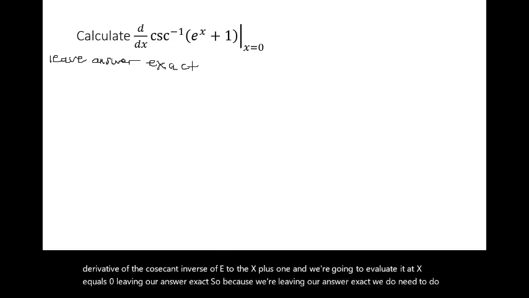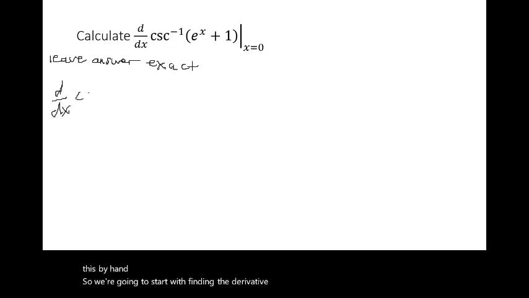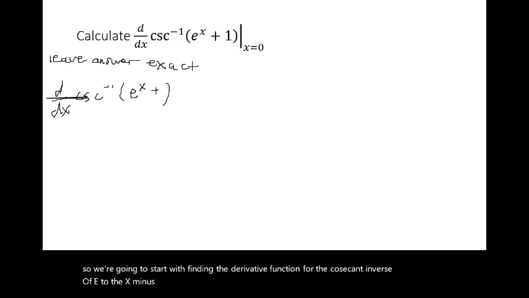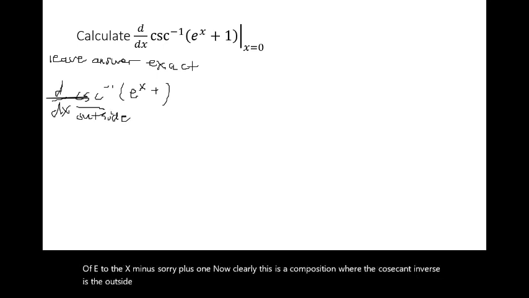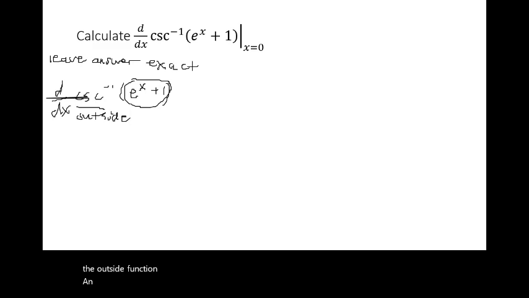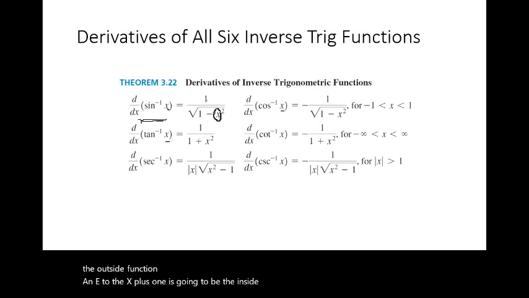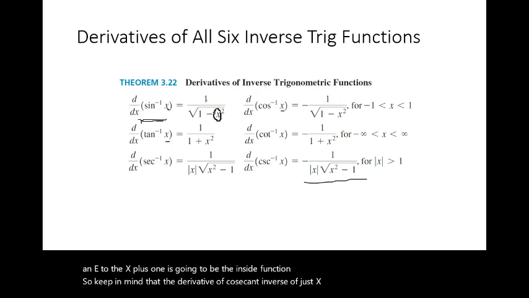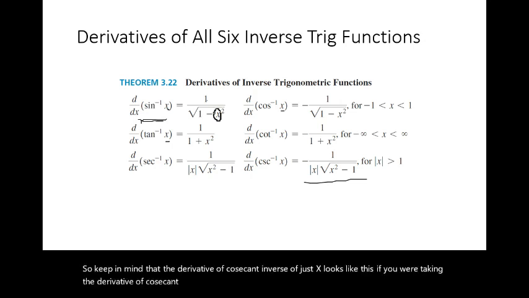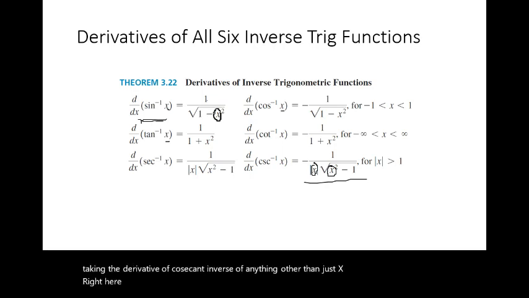So we're going to start with finding the derivative function for the cosecant inverse of e to the x plus 1. Now clearly this is a composition where the cosecant inverse is the outside function, and e to the x plus 1 is going to be the inside function. So keep in mind that the derivative of cosecant inverse of just x looks like this. So if you are taking the derivative of cosecant inverse of anything other than just x, right here and here, in for both of these x's, you will have the inside function left alone.